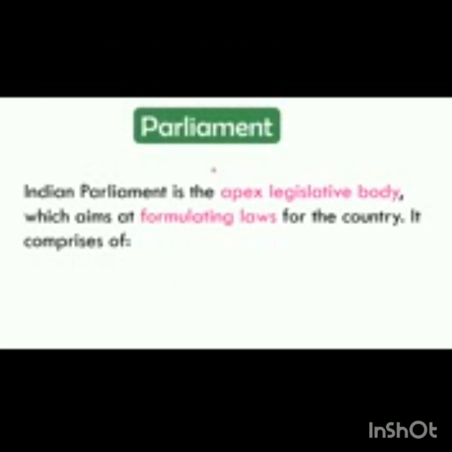First of all, we will discuss the term Parliament. Indian Parliament is the apex legislative body which aims at formulating laws for the country. As India follows a bicameral structure of government, the parliamentary system comprises the President and the two houses, that is Lok Sabha, also known as lower house, and Rajya Sabha, also known as upper house.